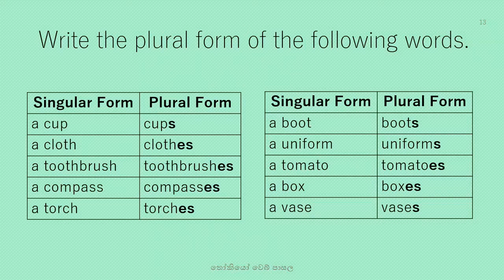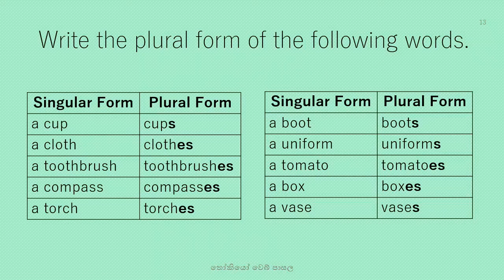A toothbrush, we end up with sh: toothbrushes. Es. A compass, we end the word with s: compasses. Torch, we end the word with ch: torches. Es. A boot: boots. It is a regular noun. A uniform, again a regular noun. So we add s: boots, uniforms.